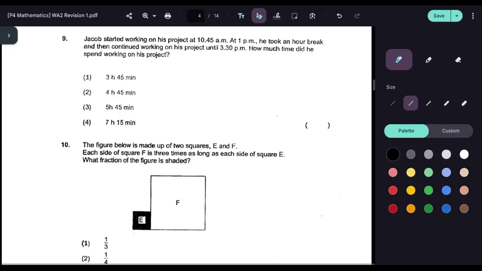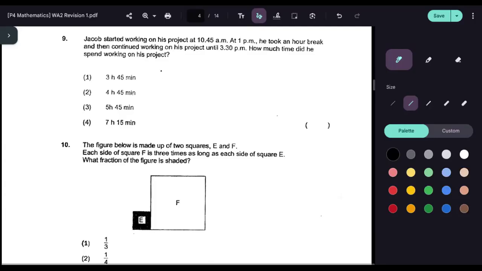Okay, let's get started again. Question number 9. Jacob started working on his project at 10:45 a.m. At 1 p.m., he took an hour break and then continued working on his project until 3:30 p.m. How much time did he spend working on his project?